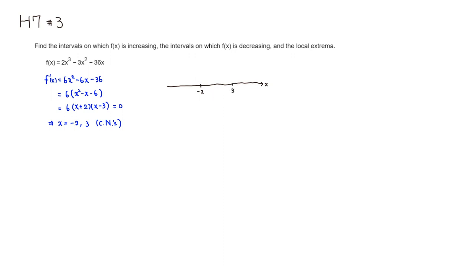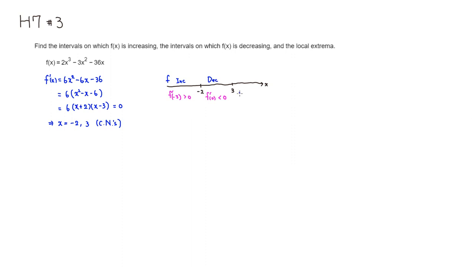So all we have to do is check a sample number. We look at f prime of anything smaller than negative 2, so I'll try negative 3. If you put negative 3 here, this is negative, and this is negative, and negative times negative is positive, which means that f is increasing there. Then for anything between negative 2 and positive 3, let's try 0. 0 plus 2 is positive, 0 minus 3 is negative, positive times negative is negative, which means that the original function is decreasing there.